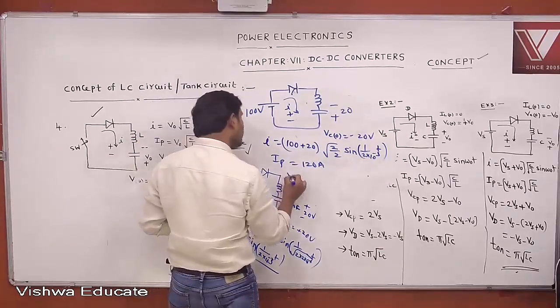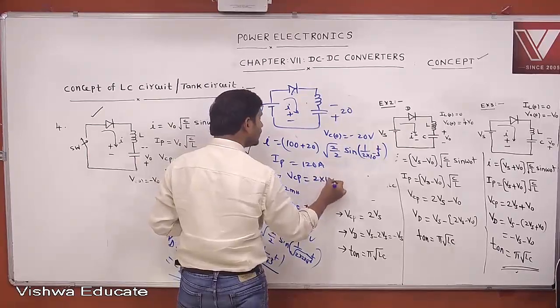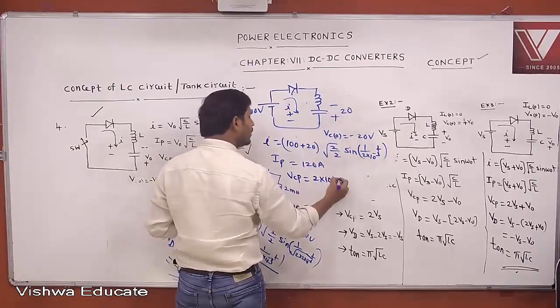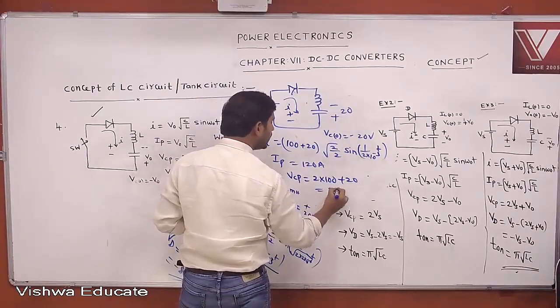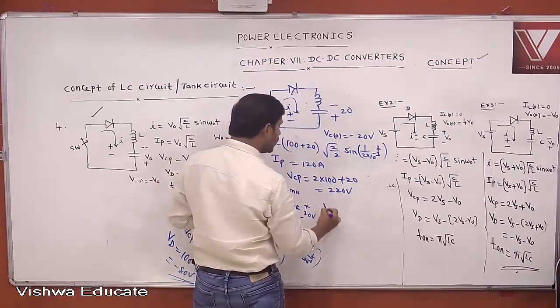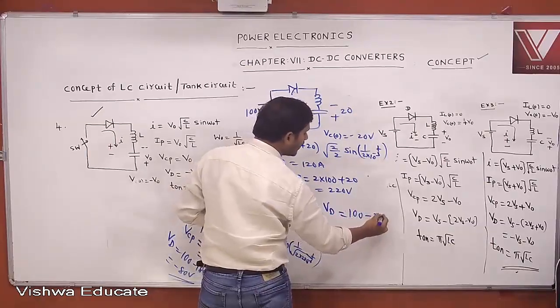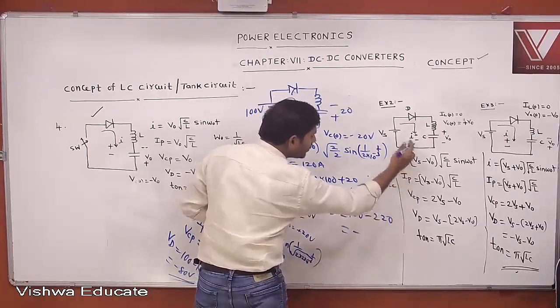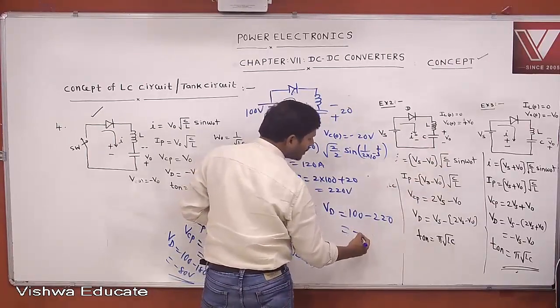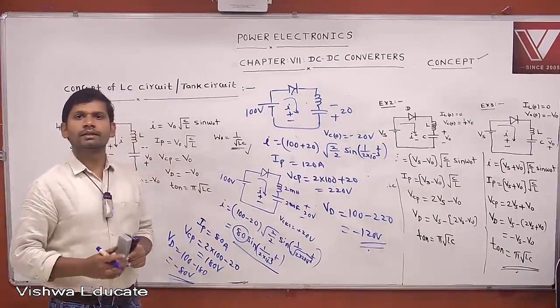Can you give the peak voltage across the capacitor? 2 into Vs, 2 into 100, but it is given as minus, so you take plus. How much? 220 volts we get. Can you give the voltage across the diode? How to solve? Voltage across the diode equals 100 minus 220. Directly, no need to remember all these formulas. Then how much can you get? Minus 120 volts. Like that you can solve.